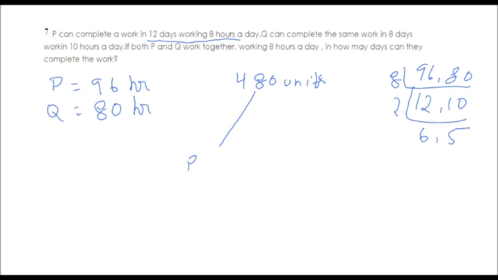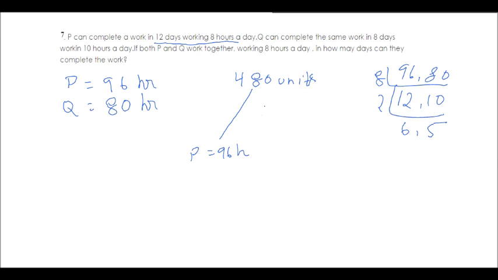So P can do it in 96 hours, and here Q's time taken is 8 into 10, 80 hours. So you can find the capacities. Capacity of P is 480 by 96. 96 5s are 480, so it is 5 units per hour. And here, 480 by 80 is 6 units per hour. So you have the capacity of P as well as the capacity of Q.